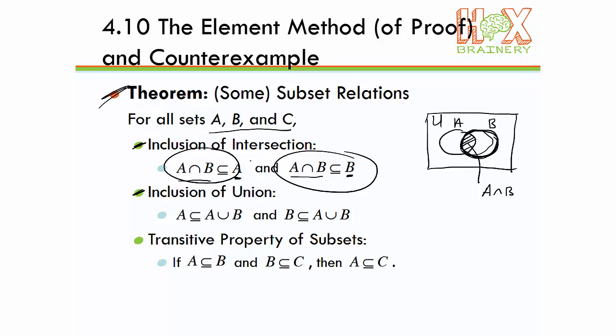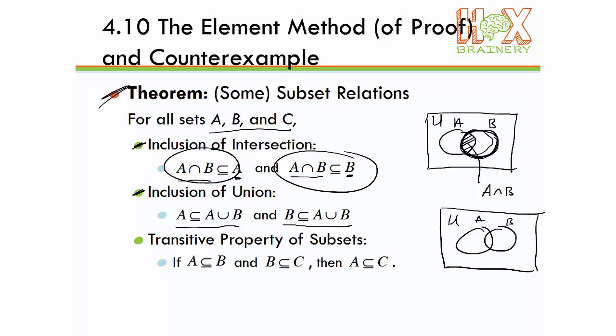And then inclusion of union. A is a subset of A union B, and B is a subset of A union B. Let's do a Venn diagram for this one as well. Here's your universal set, there's set A, there's set B. So if this is A here, that is obviously a subset of this whole region here, all of that. And you could think of this one in a similar way too, right? If this is your set B, that's obviously inside of A union B. It's a subset of A union B.